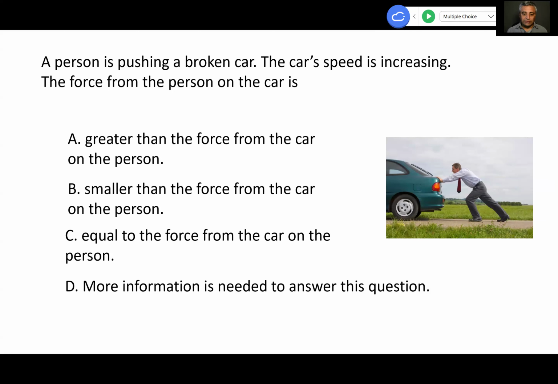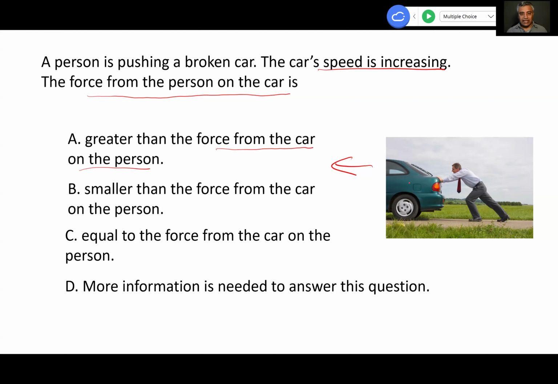So this question is talking about action and reaction forces. How do I know? See how the question formulates the force from the person on the car and the force from the car on the person. Those are action-reaction forces. Once we know they are action-reaction forces, they're always going to be equal. So you may be wondering why, then, just like you said, and that's a very valid point, it's accelerating, speed is increasing, there must be a net force in that direction.